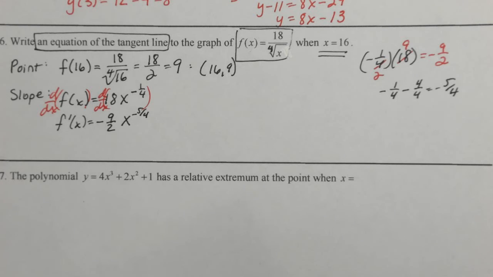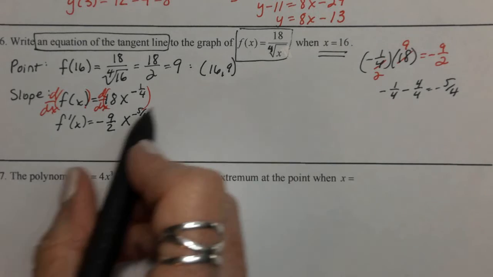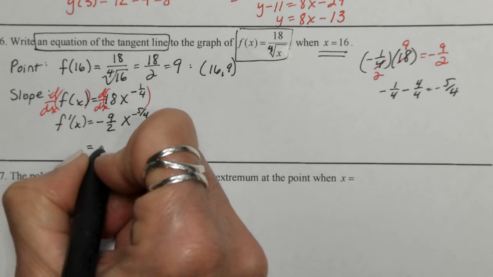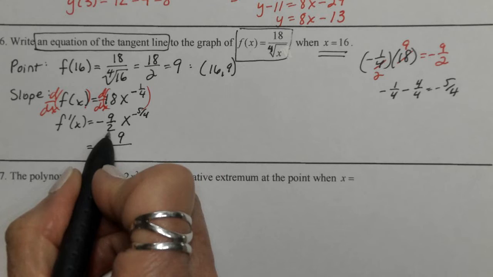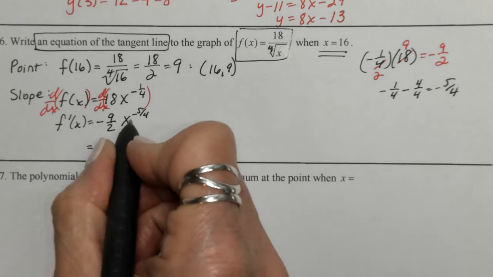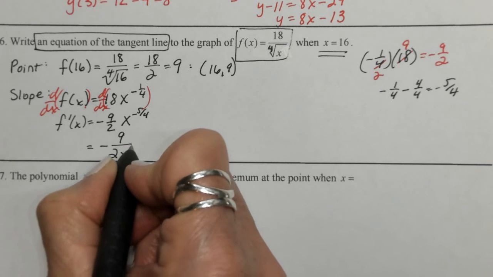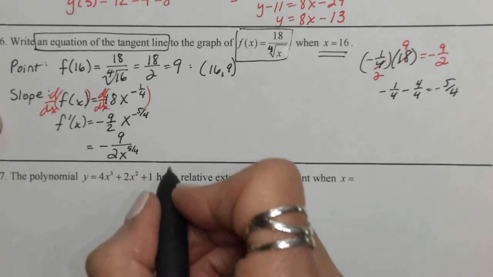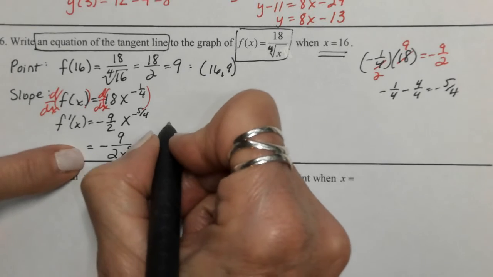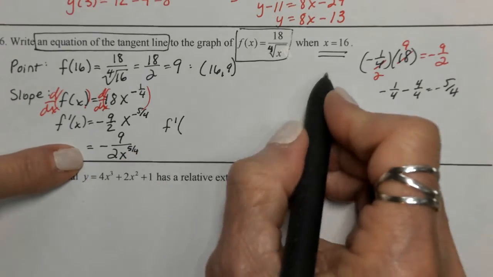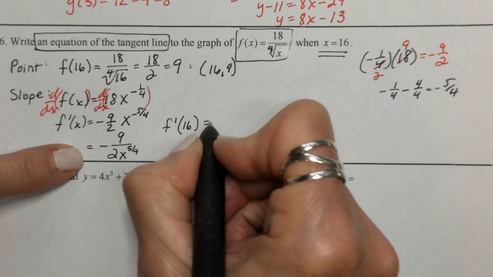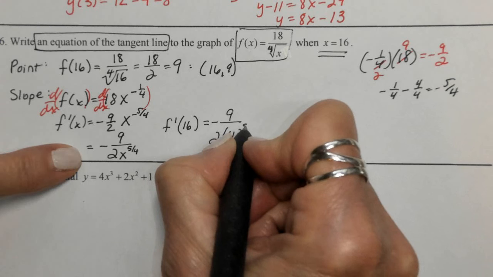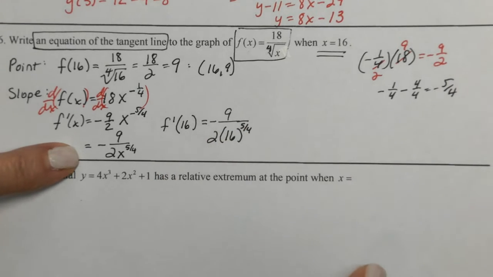Okay? And since I am about to plug in a number for x, I'm going to help myself by moving this power back to the denominator. The 2 is already in the denominator, so I'm going to put the x with that 2 and give it a positive power. So that is f prime of x, and now I need f prime at 16. So I am putting 16 in for x.